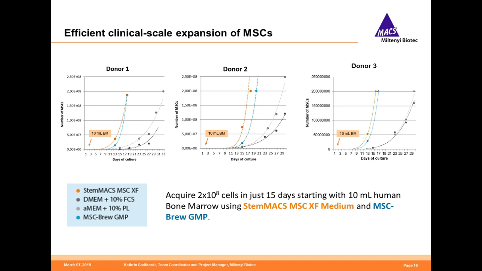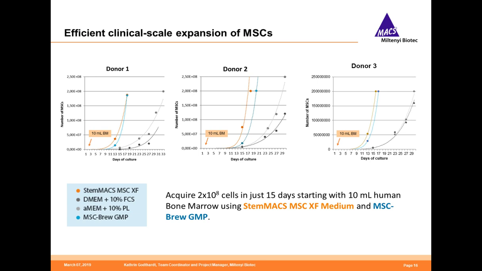But of course, we were also interested in how efficient the clinical scale isolation of MSC is using our cell culture media. Again, here we compared the XF and the MSC-Brew medium with the DMEM and alpha-MEM homebrew media. We used 3 different donors, 10 milliliter bone marrow aspirate each. We cultivated the cells until we get 200 million MSCs, which is roughly the number used for autologous clinical applications. And we could show quite nicely that after just 15 days, we are harvesting these 200 million cells using our media, the StemMax and the MSC-Brew medium.